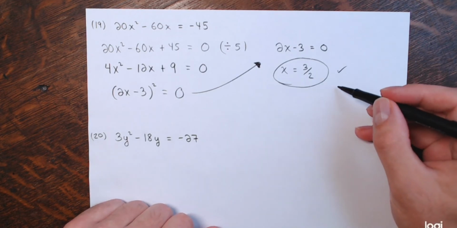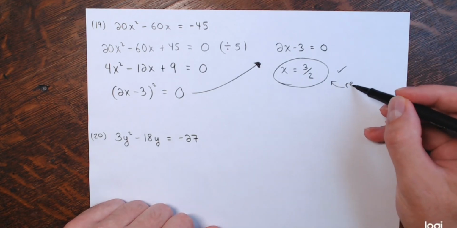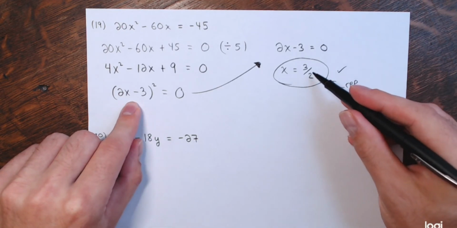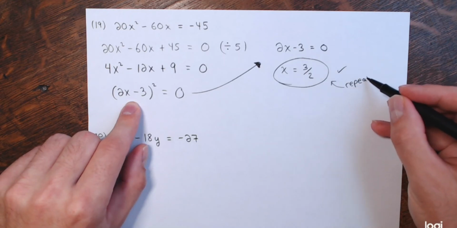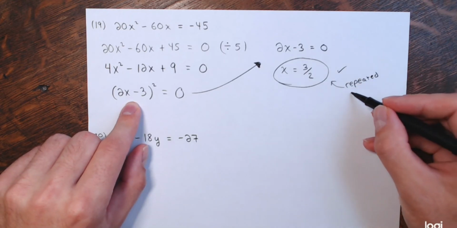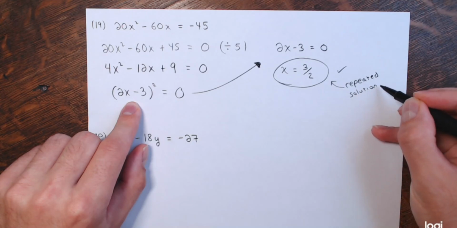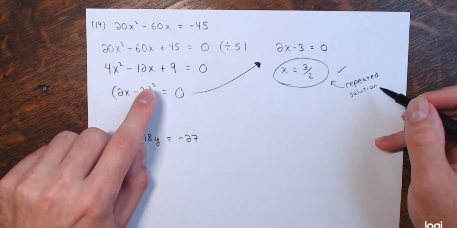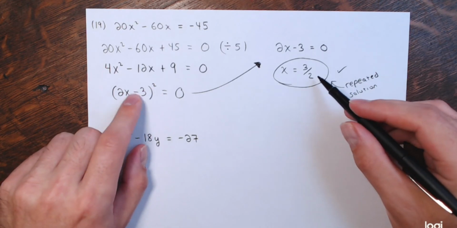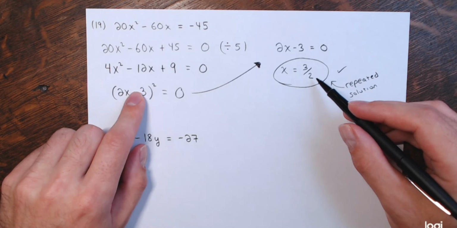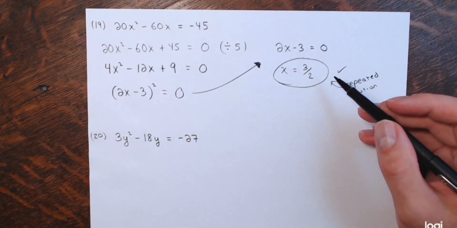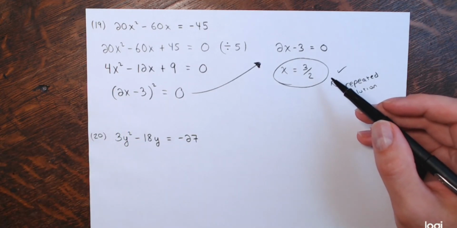Sometimes they would call this a repeated solution, because there were two factors of 2x minus 3. This would solve two equations, make two factors equal 0, so they might call this a repeated solution in some texts, or a repeated root. The number of factors that it made 0, which is 2, they would call the multiplicity of the solution. So they would say this solution of 3 halves had a multiplicity of 2, but again, you don't really need to know that right now. I don't know why I'm saying it. I apologize.